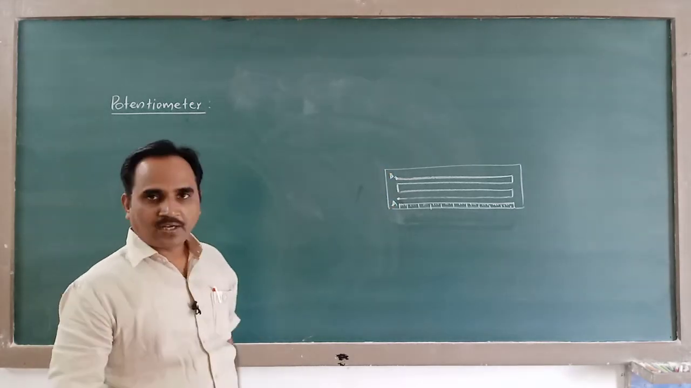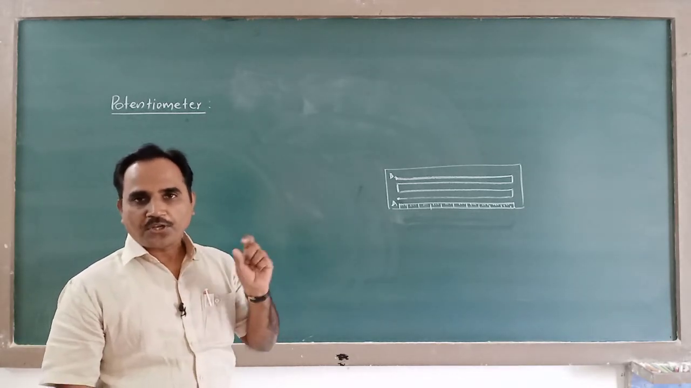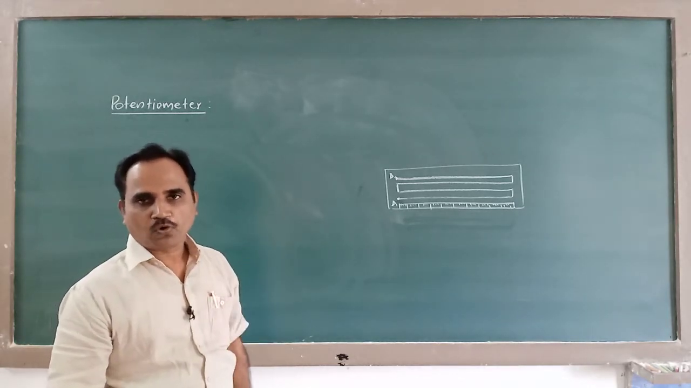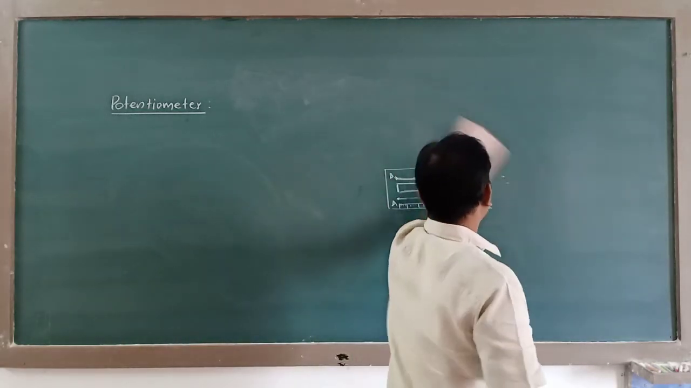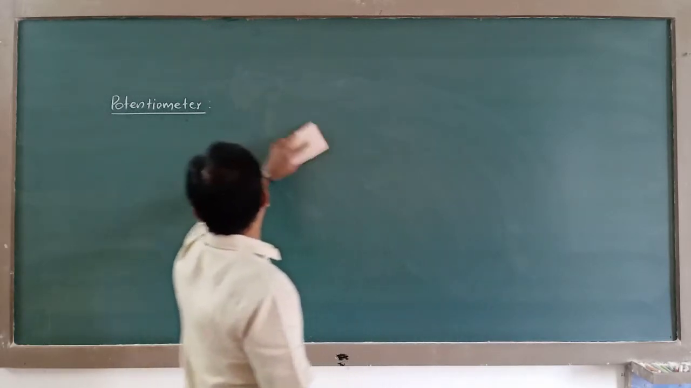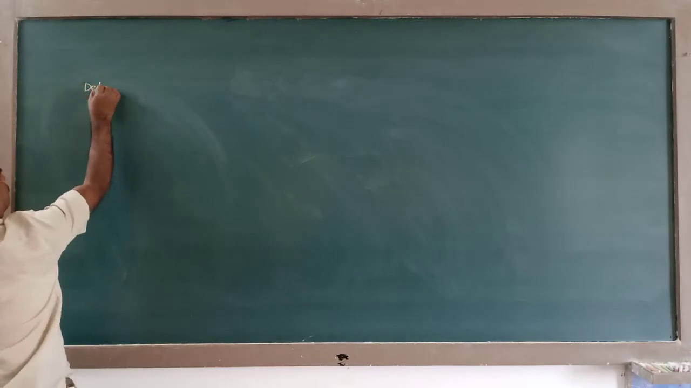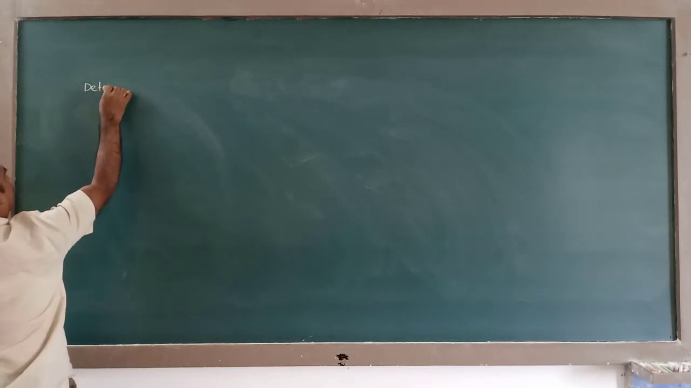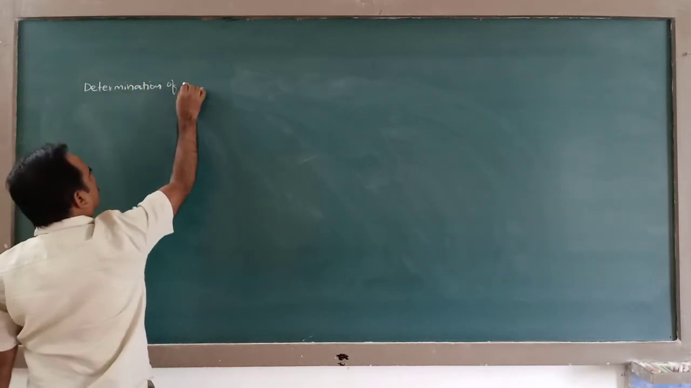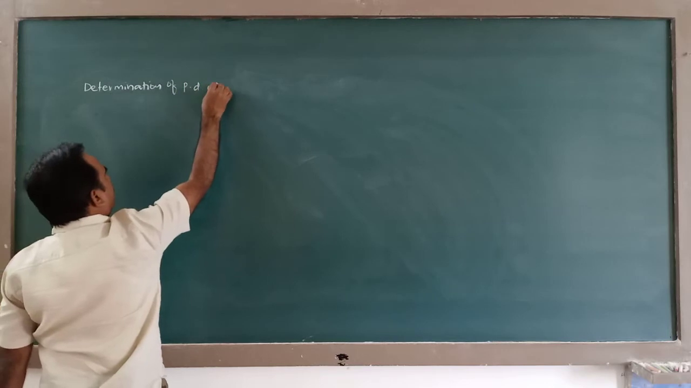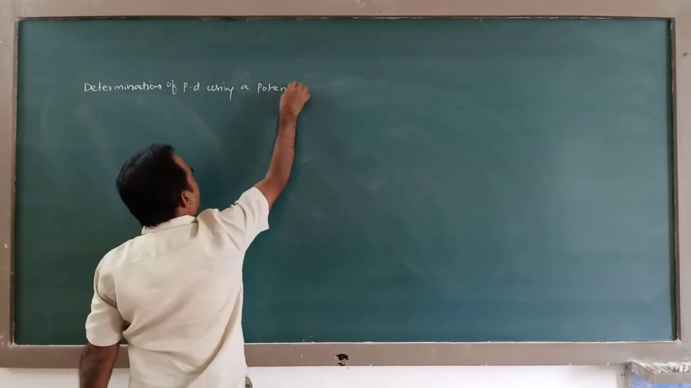Now this potentiometer works on the principle that the potential difference to be measured is proportional to the length of this wire. You will understand this by means of this experiment: determination of potential difference using a potentiometer.